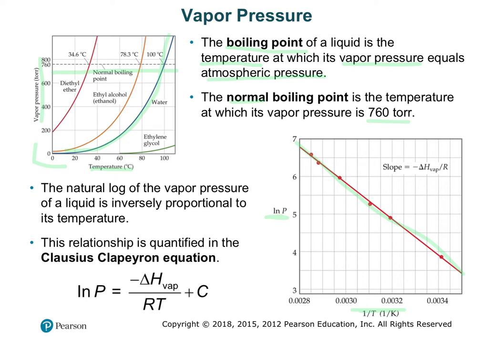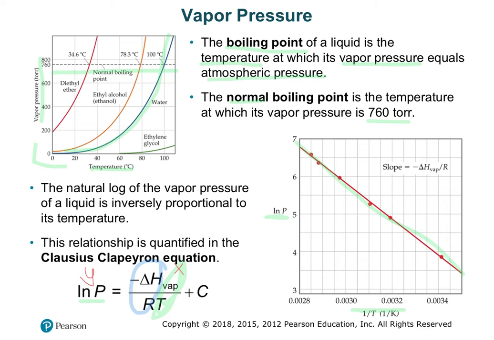And you can see that the natural log of the pressure versus 1 over the temperature. So that is our, hold on, let me change my color. So we have y as natural log of P, 1 over temperature as x. Then our slope here is negative delta H vap divided by R.